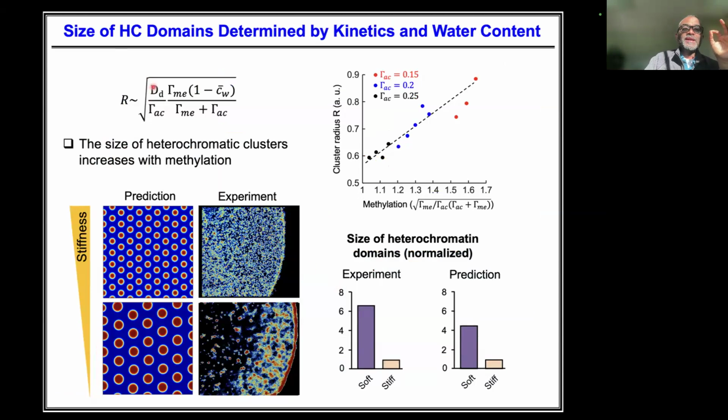So you have diffusion divided by the reactions, right? Diffusion is like meter square per second. Reaction is 1/second. Take a square root, you get the size. So basically the size here is simply decided by what the methylation rate is. And we know that on stiff substrate the methylation is small, so you will get small domains. And on soft substrate it's high, so you'll get bigger domains.